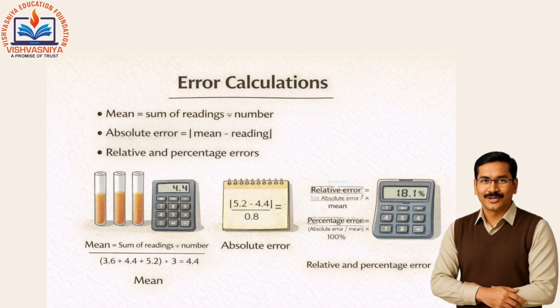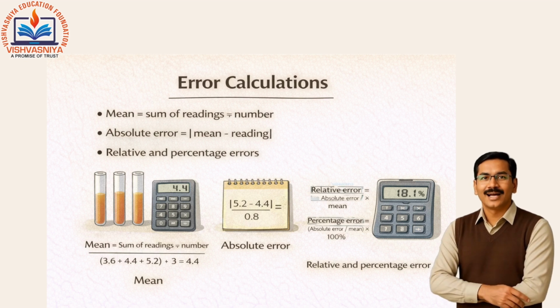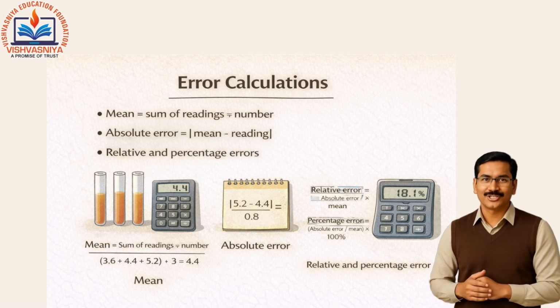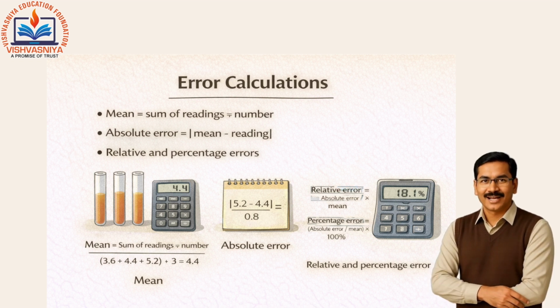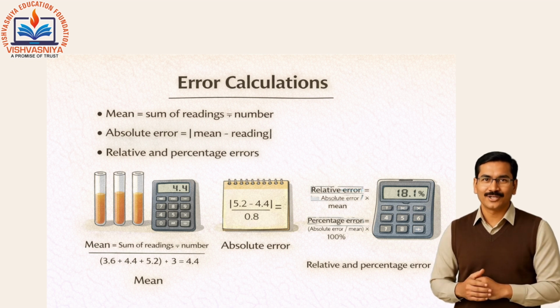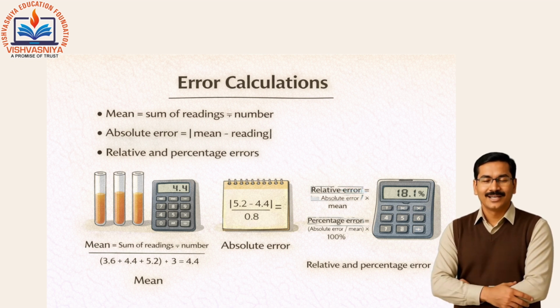When we take repeated measurements, we calculate the mean value by adding all readings and dividing by the number of readings. Absolute error equals magnitude of mean value minus each individual reading. Relative error equals absolute error divided by mean. Percentage error equals relative error multiplied by 100. These help us understand the accuracy of results.